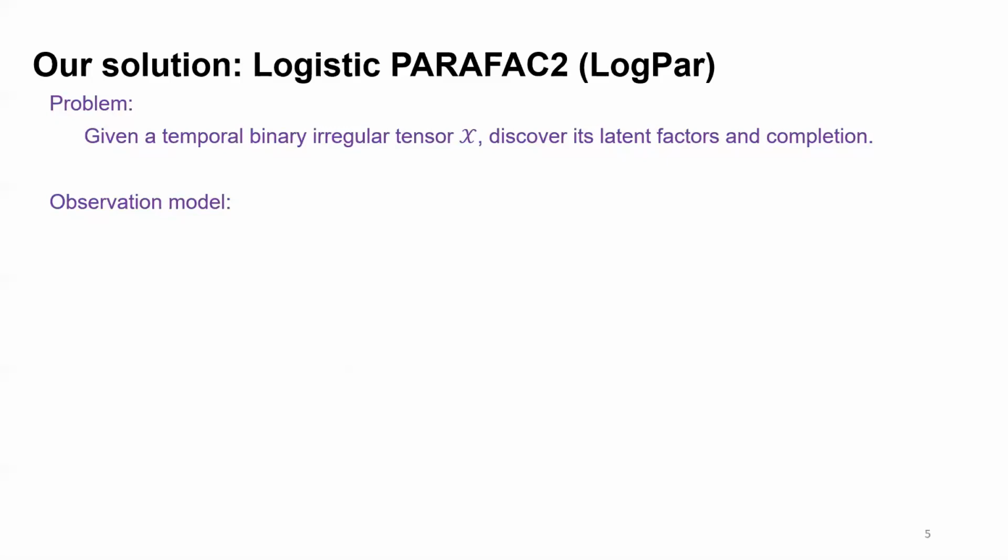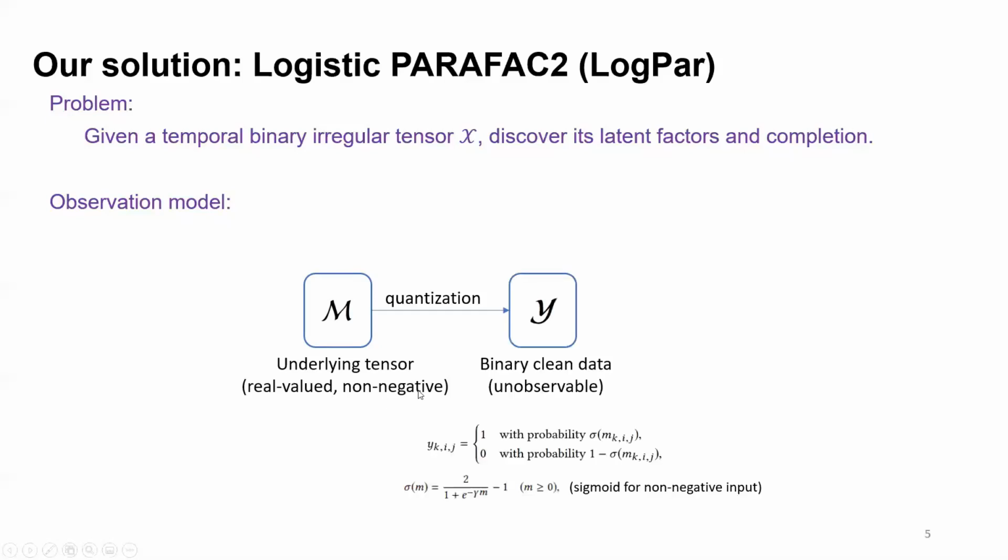So first we introduce our observation model of the data. We assume that there is an underlying tensor which is real valued and non-negative. And then this underlying tensor M goes through a quantization process to obtain our binary data, which is clean, assuming we don't have any missing entries here. So how do we do this quantization?